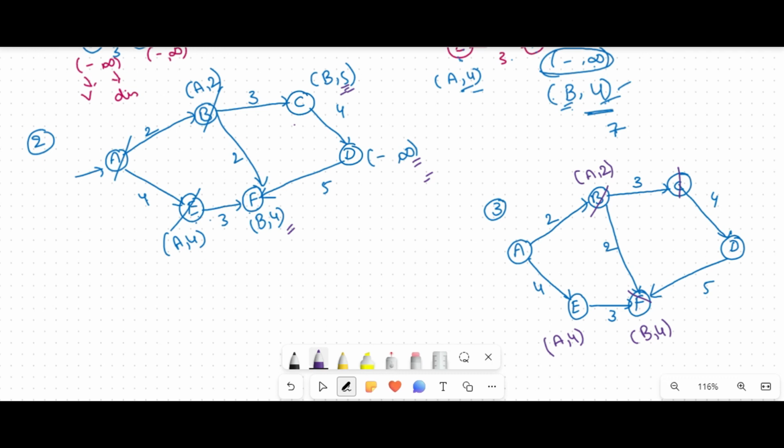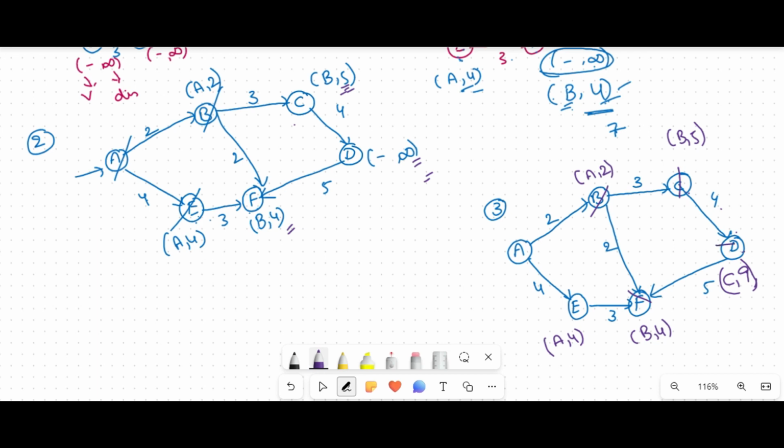So this is also visited. B comma 5. Now what are adjacent vertices for C? D vertex. What is the distance here? Already to C 5 units, 5 plus 4, 9 units. So from which vertex is it? From the vertex C. C comma 9. Now this is also visited.